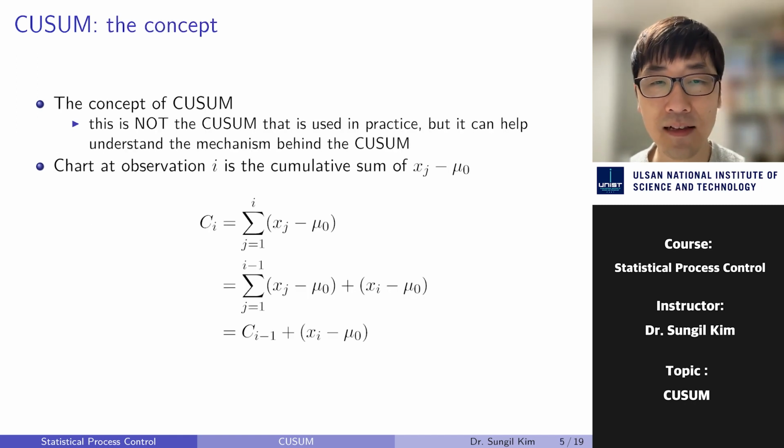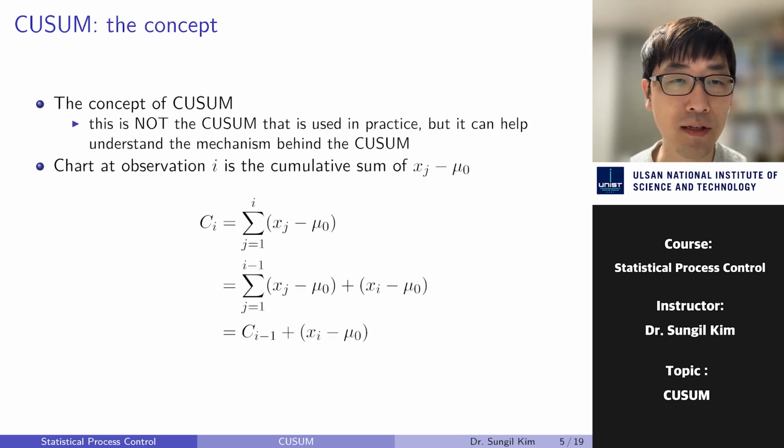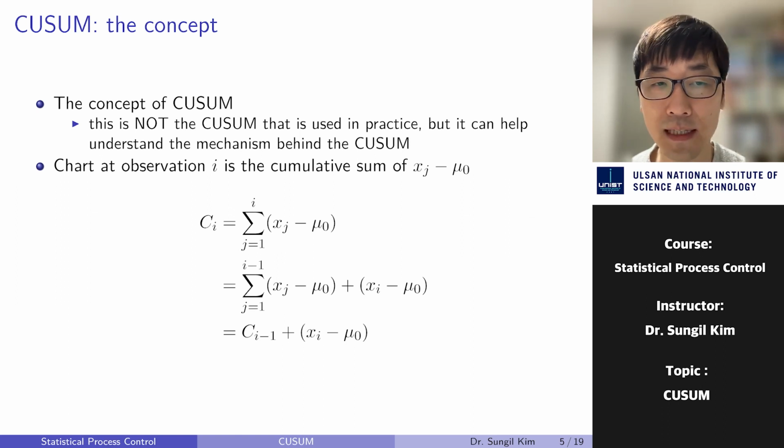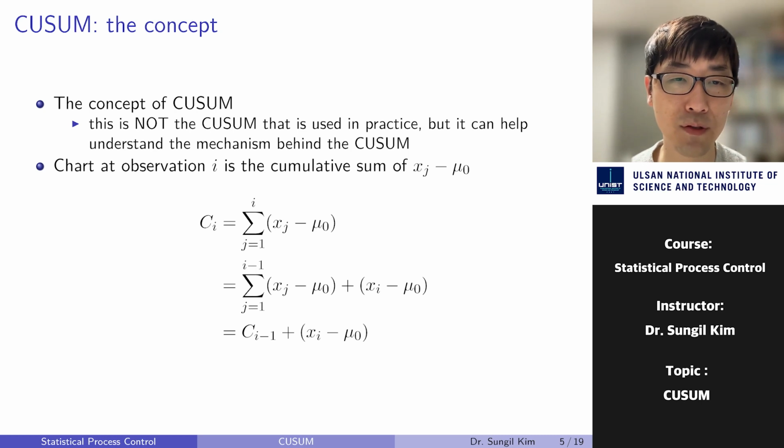Let me explain the concept of QSUM. The monitoring statistic Ci at observation i is the cumulative sum of Xj minus mu0 from j equals 1 to i. After some simple calculation, we obtain a recursive formula that Ci is the sum of Ci minus 1 plus the current value of Xi minus mu0.